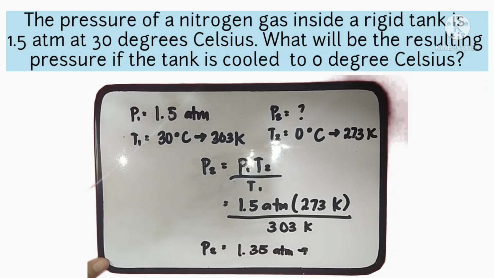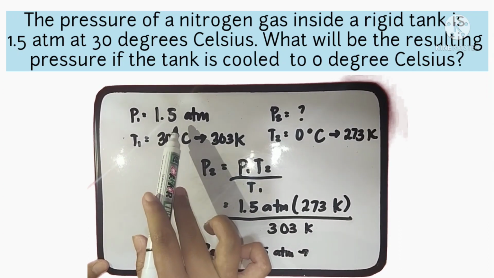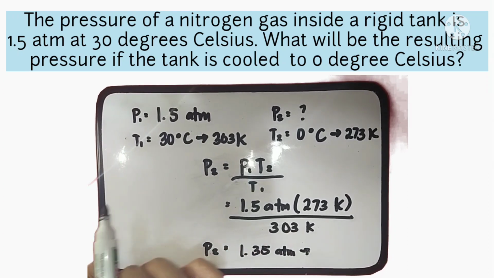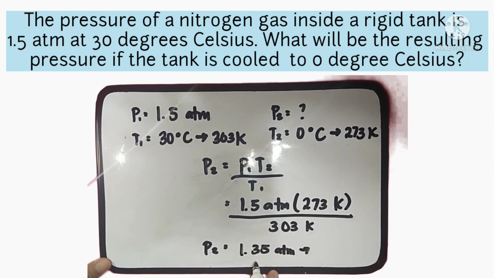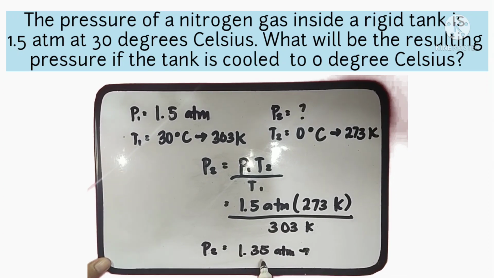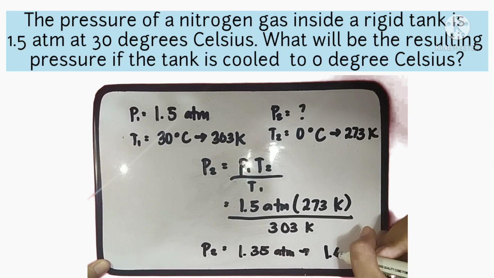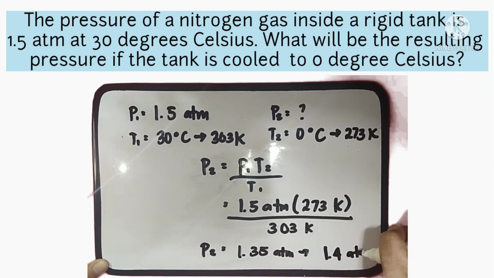Expressing your final answer into significant figures, having 1.5 has two significant figures, therefore your answer must be expressed having two significant figures. Therefore, our final answer will be 1.4 atm.